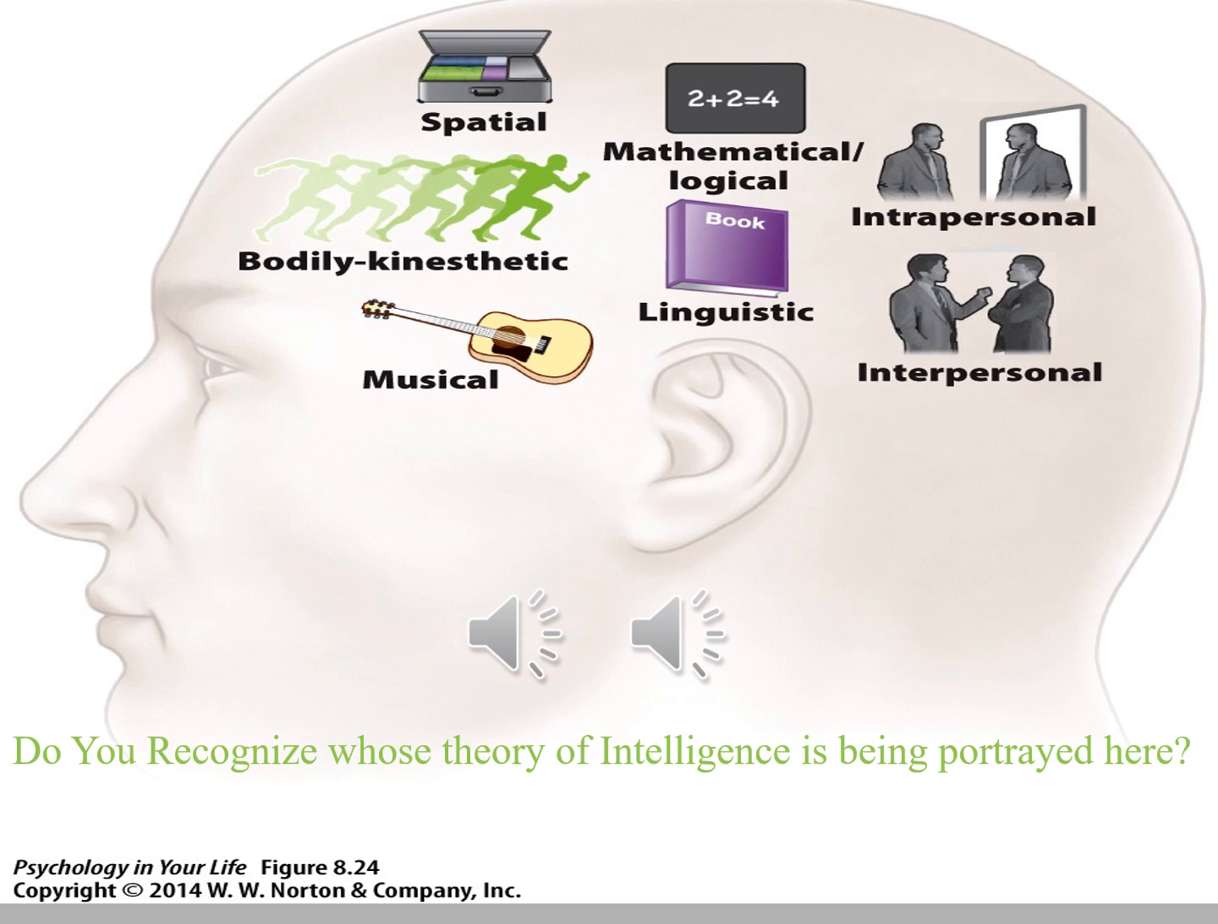For the previous slide, hopefully you came to the conclusion it was Robert Sternberg's triarchic theory of intelligence. And for this slide, hopefully you identified Gardner's 7 or 8 or even 9 areas of specific intelligence.